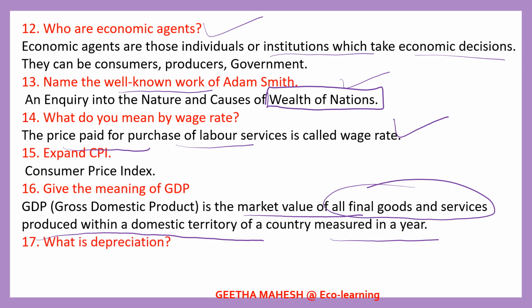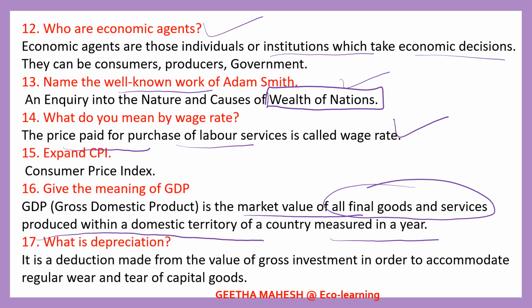ನೆಕ್ಸ್ಟ್, ವಾಟ್ ಈಸ್ ಡಿಪ್ರಿಸಿಯೇಷನ್? ಡಿಪ್ರಿಸಿಯೇಷನ್ ಇಸ್ ಅ ಅಲವೆನ್ಸ್ ಪೇಯ್ಡ್ ಫಾರ್ ವೇರ್ ಅಂಡ್ ಟೇರ್ ಆಫ್ ಕ್ಯಾಪಿಟಲ್ ಗೂಡ್ಸ್ ಅಂತಲೇ ಹೇಳ್ಬೋದು. See, it is a deduction made from the value of gross investment in order to accommodate a regular wear and tear of a capital goods ಅಂತಲೂ ಕೂಡ ನಾವು ಹೇಳ್ಬೋದು.